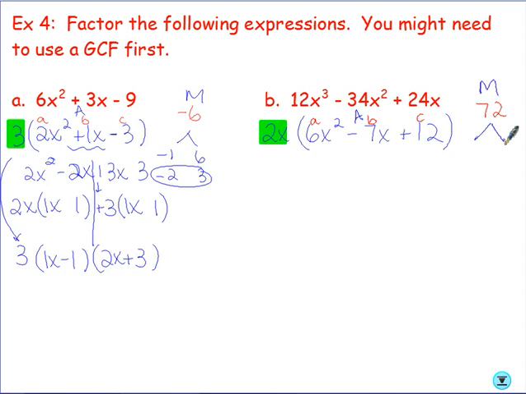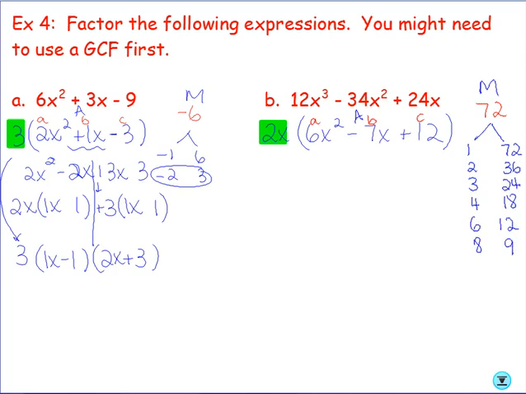Longer list. 1 and 72. 72 divided by 2 is 36. 72 divided by 3 is 24. 72 divided by 4 is 18. 72 divided by 5 doesn't work. Divided by 6 is 12. 72 divided by 7 doesn't work. 72 divided by 8 is 9.